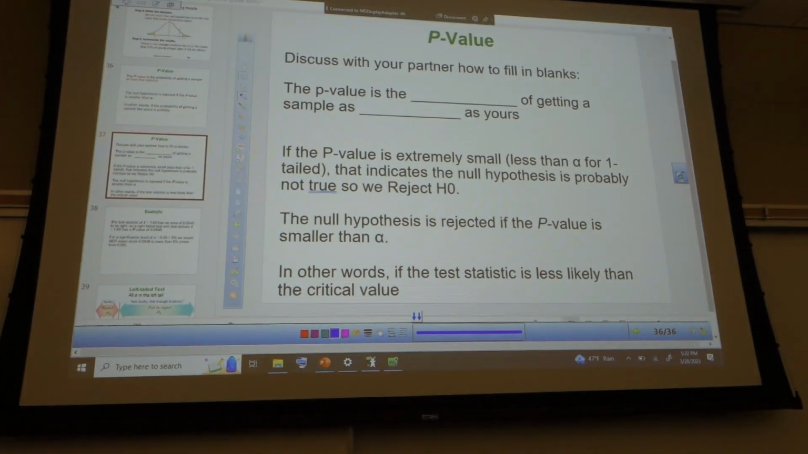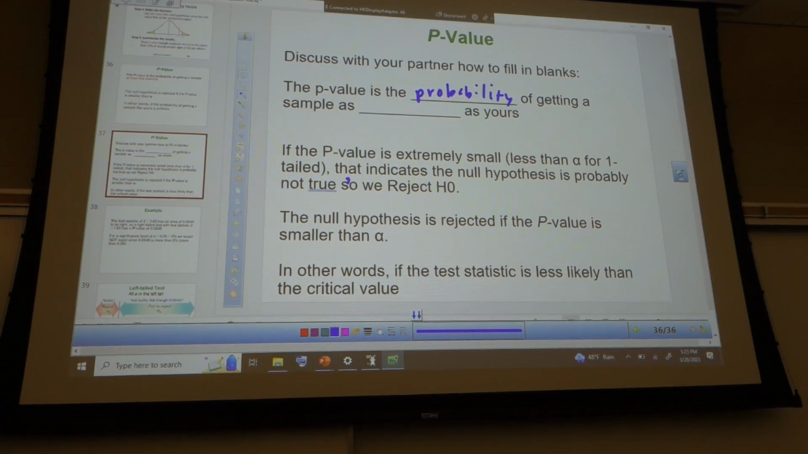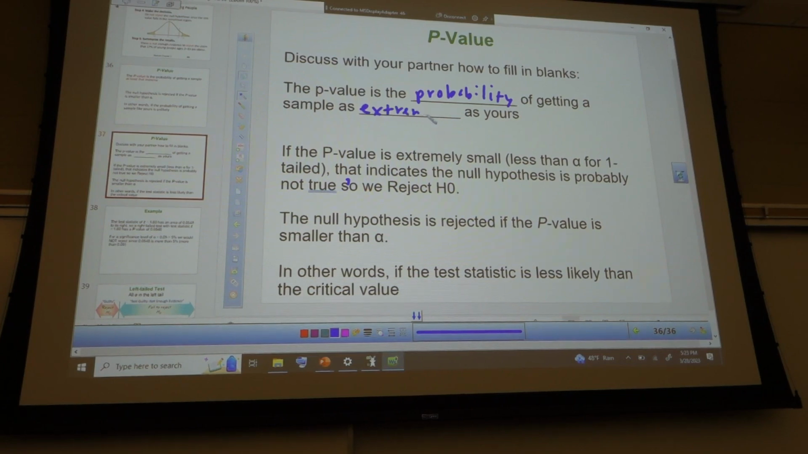Right, so fill in the blanks. P-value is the what? What's the p-value? The probability of getting something out of... Yep, it's a probability. So p-value is a probability of getting a sample as extreme as yours.